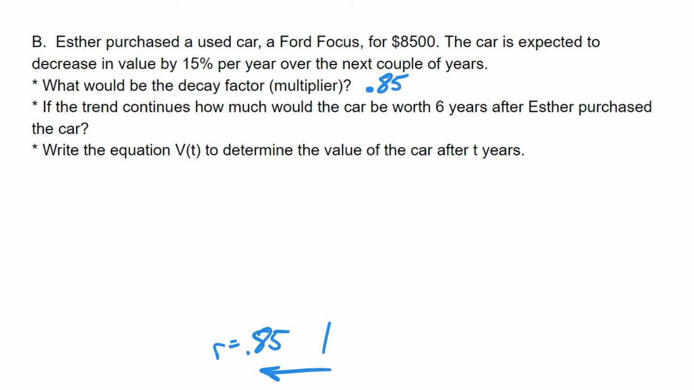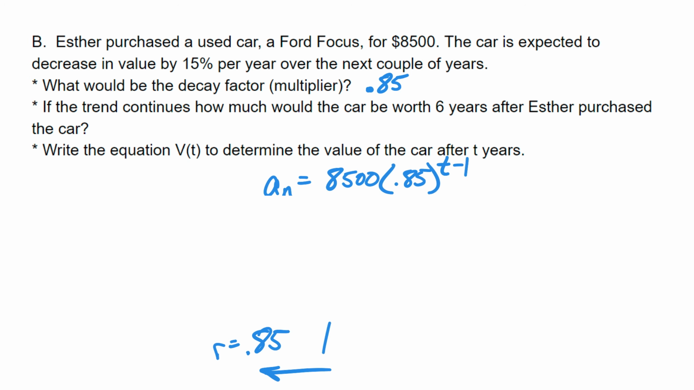If the trend continues, well, let's create our equation. This is geometric because it is a multiplication pattern. So her car started at $8,500. It will retain 85% of its value over time, minus the 1 year.